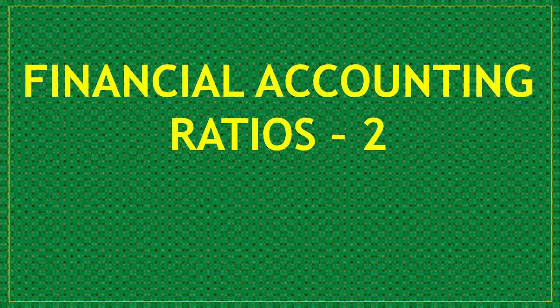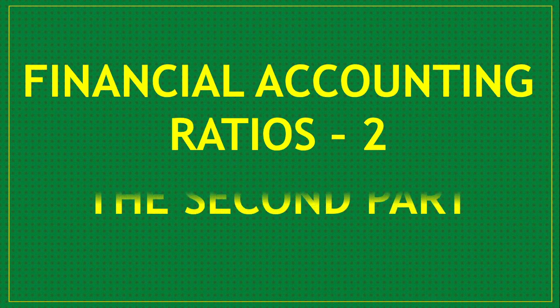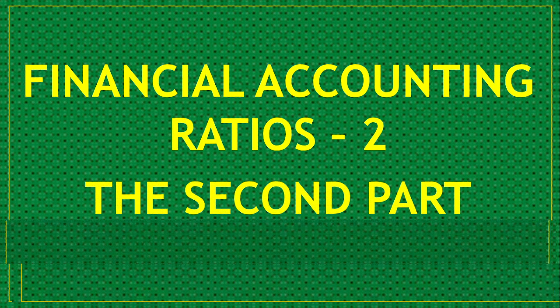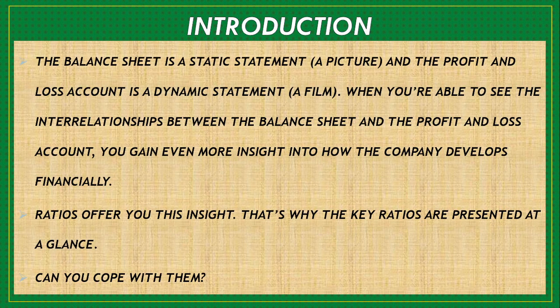Financial accounting ratios 2, the second part. The balance sheet is a static statement, a picture, and the profit and loss account is a dynamic statement, a film. When you are able to see the interrelationships between the balance sheet and the profit and loss account, you gain even more insight into how the company develops financially. Ratios offer you this insight. That's why the key ratios are presented at a glance. Can you cope with them?